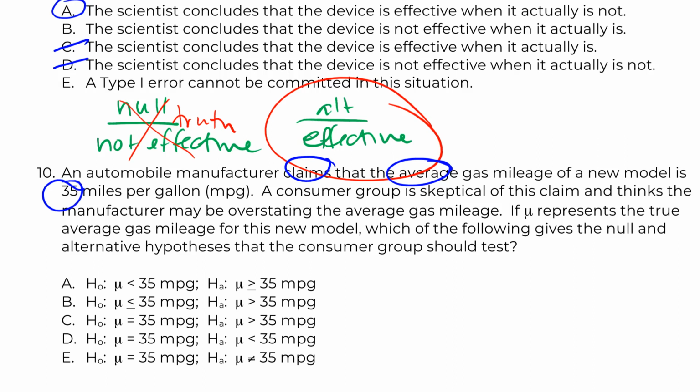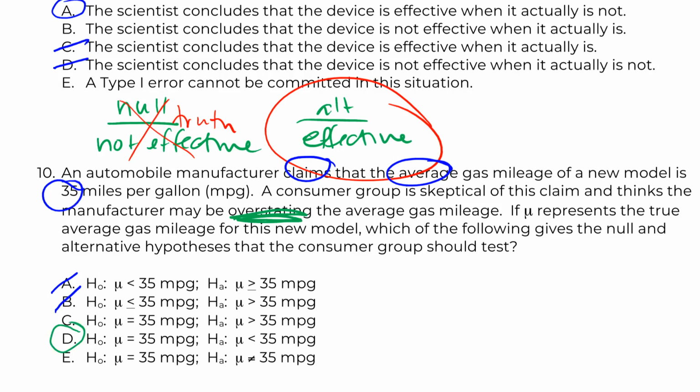The two answer choices that I would go ahead and get rid of are the ones that don't have equal signs in their H0, right? We're going to keep reading to figure out whether we're doing a right-tailed, left-tailed, or two-tailed test. We are skeptical of the claim and think they may be overstating the average gas mileage. So if we think they're overstating it, we are going to go ahead and test less than.